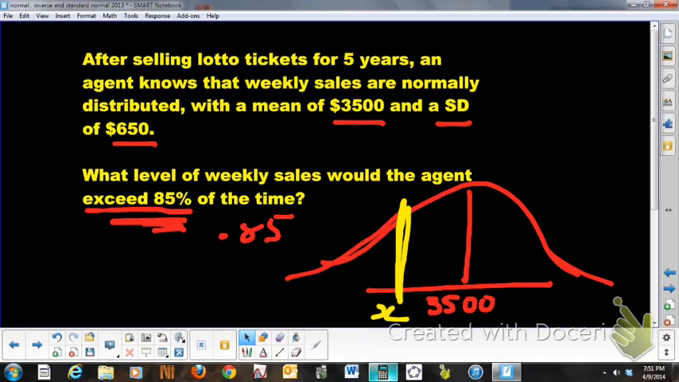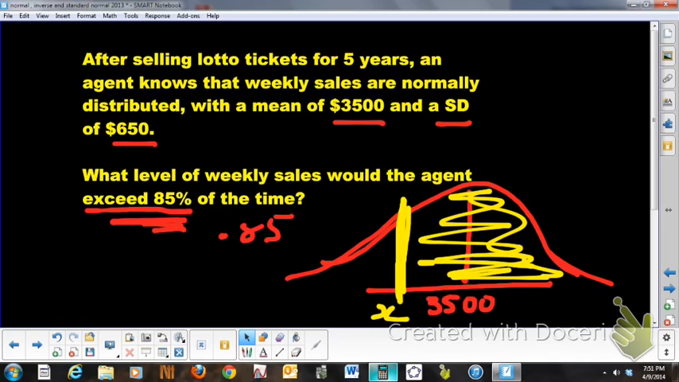We don't know what that value is, but what we do know is that to this side here, to the right of that value, represents 0.85. And what level of weekly sales would the agent exceed 85% of the time? So we need to draw the line here. This represents our 0.85, and now we have to find what this actual value is in dollars, what that boundary line is. What would that value be? And then he's going to exceed that value 85% of the time.